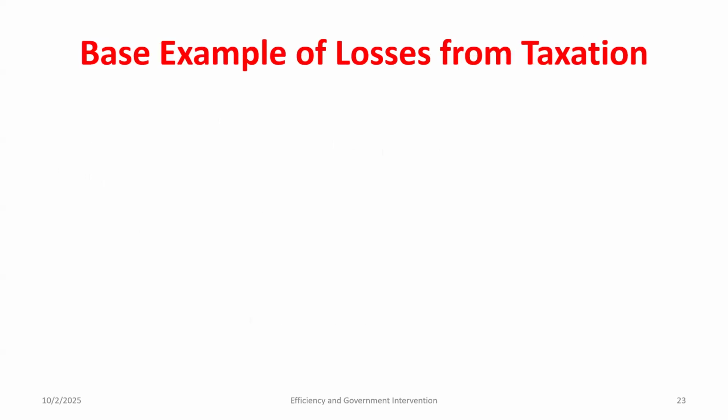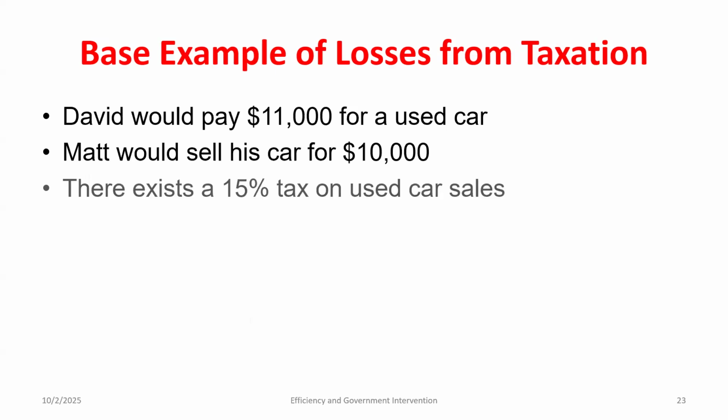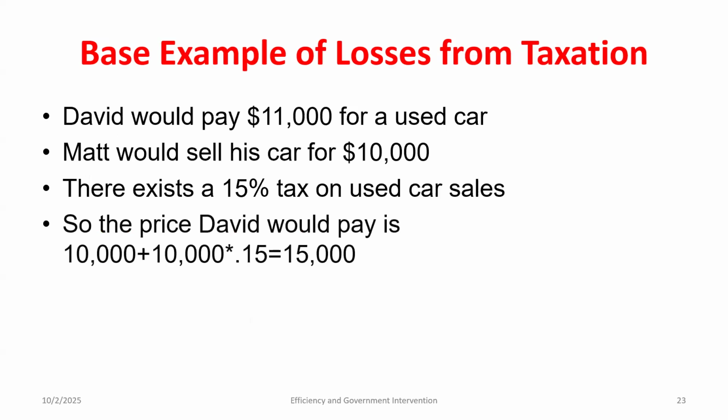So here's just a basic example. I won't waste too much time on it. But let's say I have two individuals. They're trying to come together, and Matt's trying to sell his used car. David's trying to buy one. David would be willing to pay $11,000. Matt would be willing to sell his car for $10,000. Will that car get sold? There's a range of values in the middle between 10 and 11 where we'd both be okay. Let's say Matt is feeling kind, right? And he agrees to sell his car to David for $10,000, his lowest amount he was willing to accept.